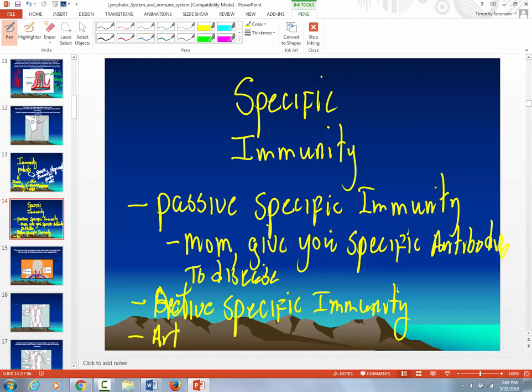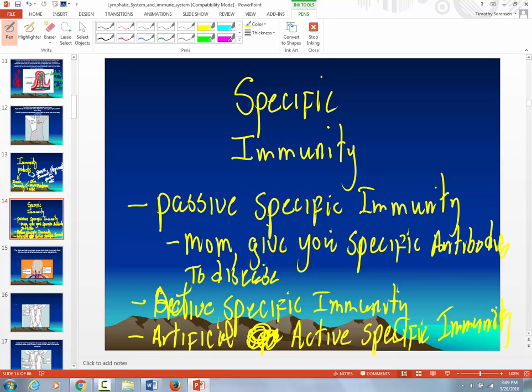Then you have artificial active specific immunity. That's when you go to Walgreens and they give you a flu shot. It's artificial because no one's sneezing on you and then you get the flu. You got me? But it's the pathogen that is dead or attenuated and actually injected into you. Your body's immune system doesn't know the difference. It is going to go into action and then start producing immunity based on the artificial injection of that pathogen. You got me? And then there's one more.